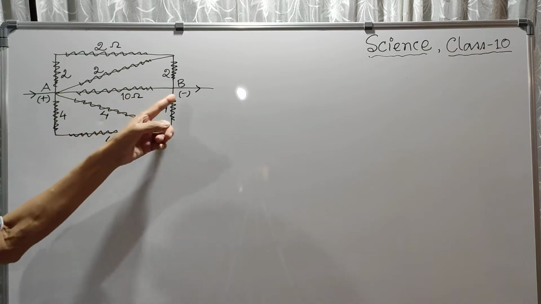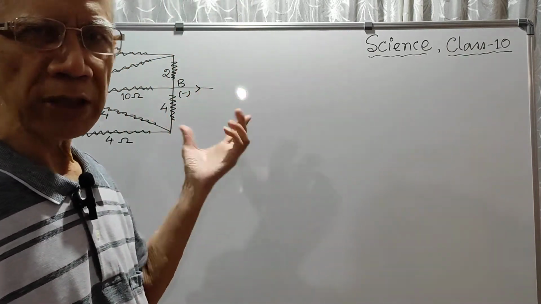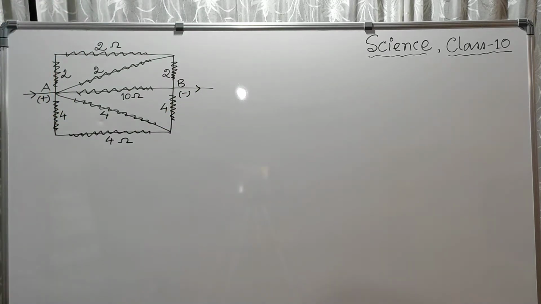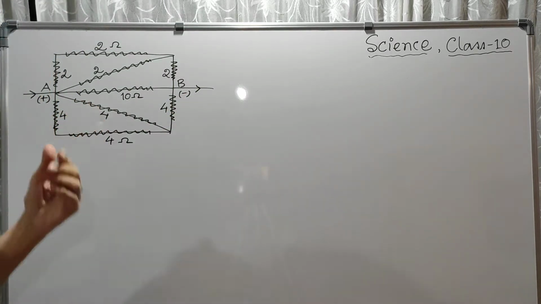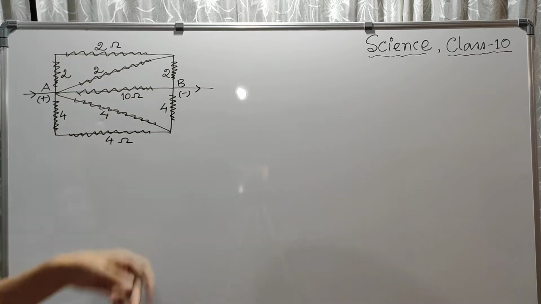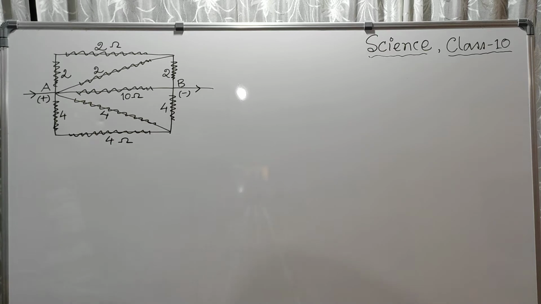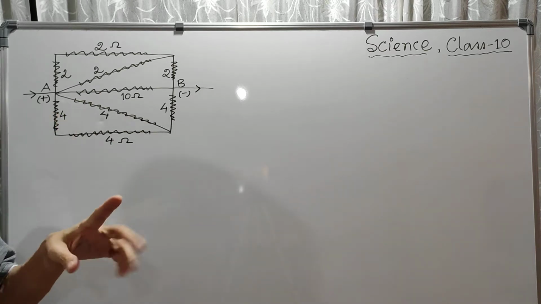So between A and B, what is the equivalent resistance? So that is what you have been asked to find. Alright. Now this diagram we must simplify before we go to find the equivalent resistance, because there are several circuits involved here. Alright. Now how will you simplify?